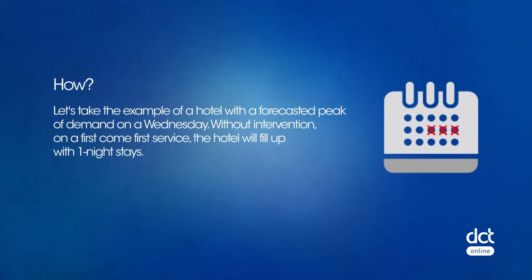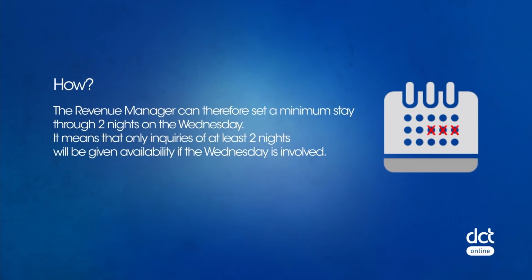How? Let's take the example of a hotel with a forecasted peak of demand on Wednesday. Without intervention, on a first-come, first-served basis, the hotel will fill up with one-night stays. The revenue manager can therefore set a minimum stay through of 2 nights on the Wednesday. It means that only inquiries of at least 2 nights will be given availability if the Wednesday is involved.